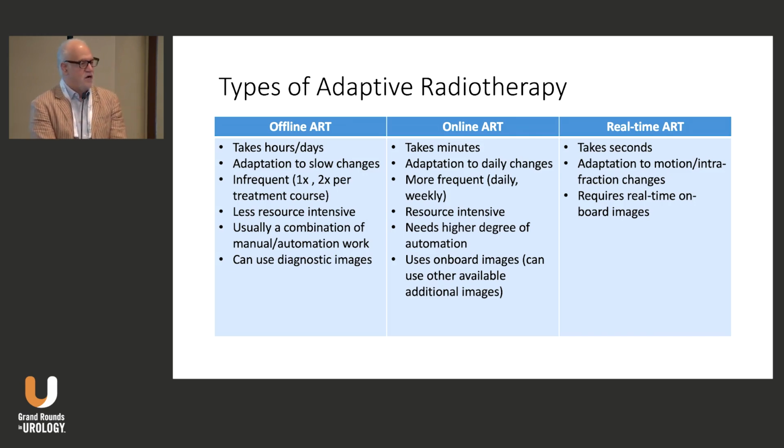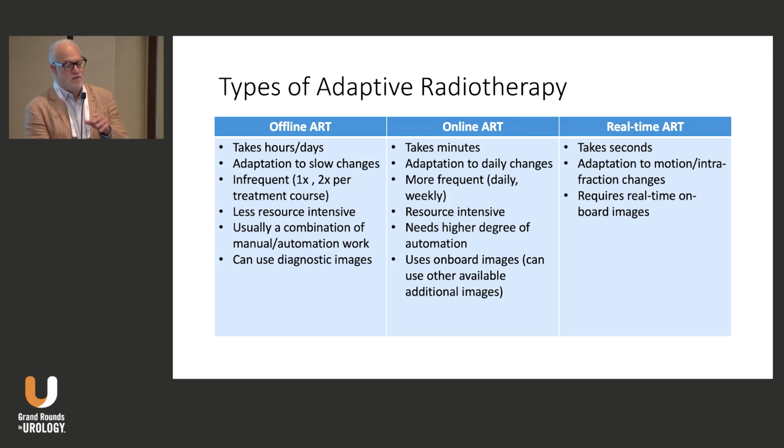So that's offline RT. You can then take that information, make some changes, and you could actually change your plan, as I mentioned earlier, and come up with a new plan at some point, and then implement that new plan on the patient. So that's offline adaptive radiotherapy.